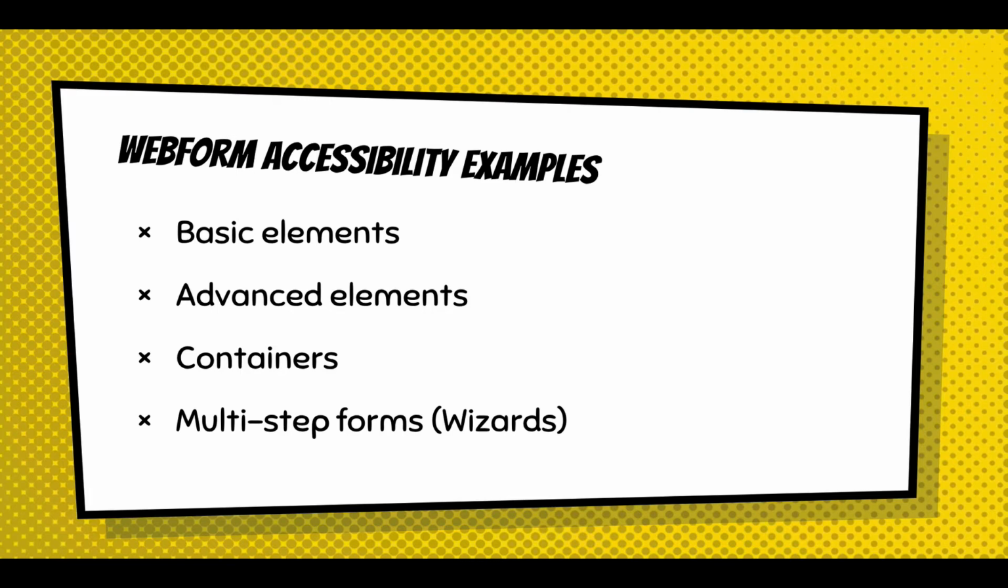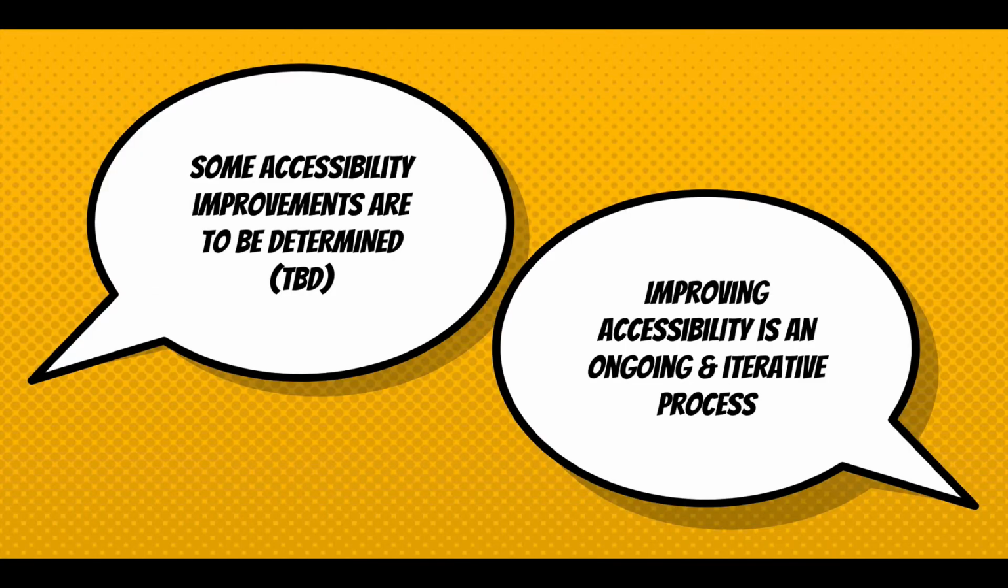And to get a starting point with this, I set myself on a mission of building some examples of accessibility for the Webform module. There's now a dedicated Webform Examples Accessibility module, and it ships with four forms that provide basic element examples, advanced, containers, and multi-step. And as we're going through this, I want to emphasize some accessibility improvements are to be determined. Some things I haven't gotten around to fixing, and I will. Improving accessibility is an ongoing iterative process in the Drupal community, in the Webform module, and on your sites. It should be.